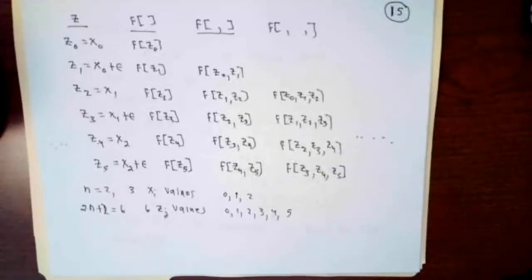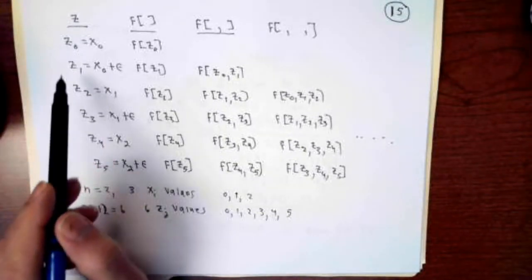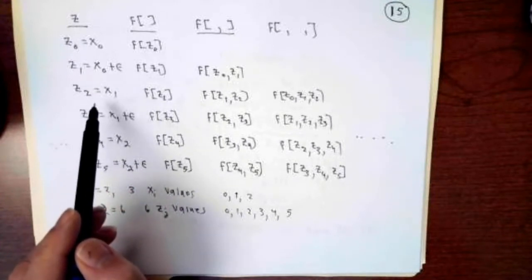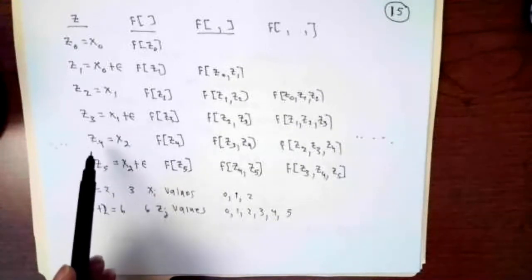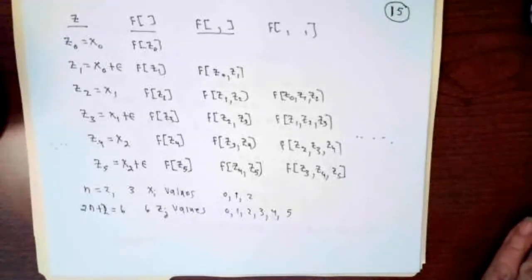So for example, if I had originally 3 x values with index 0, 1, 2, I'm now going to have 6 z values to correspond with them. The indexes will go from 0 to 5. z0 will just be x0, z1 will be x0 plus epsilon, z2 will be x1, z3 will be x1 plus epsilon, z4 will be x2, and z5 will be x2 plus epsilon.